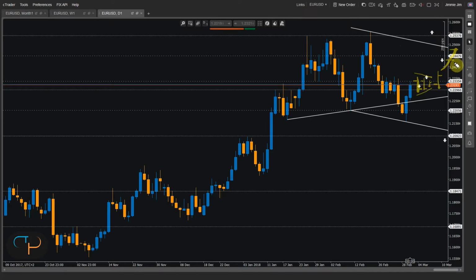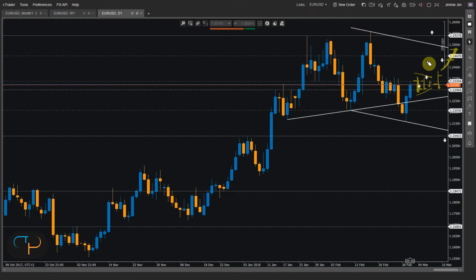the first target would be just under this 1.2447 level, so around 1.2440, and the second target would be around or just under this psychological level 1.25, and of course these two targets are also valid for the first scenario.